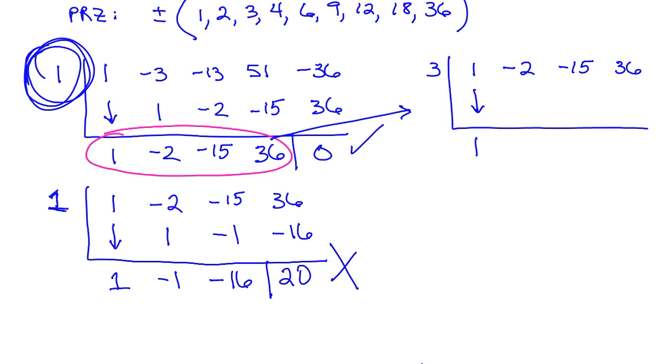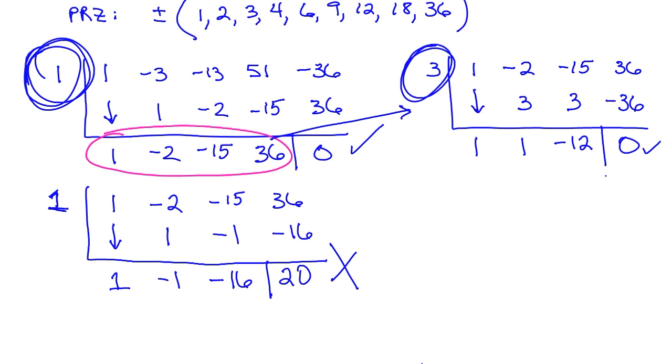Bring down the 1. 3 times 1 is 3. 3 minus 2 is 1. 1 times 3 is 3. 3 minus 15 is -12. -12 times 3 is -36. And add that to 36. And yes, we get another root because we have a remainder of 0. Check. So now we have 2 of our zeros.